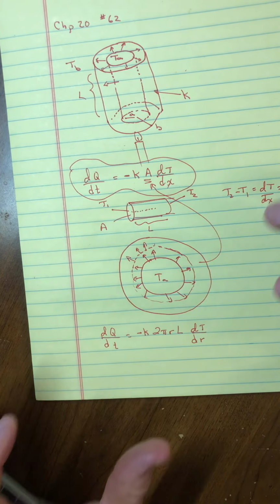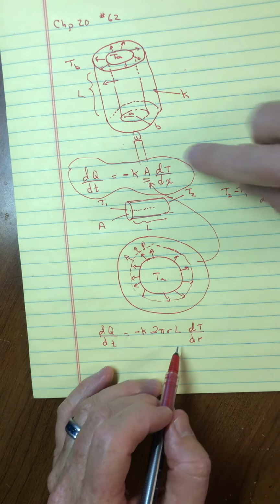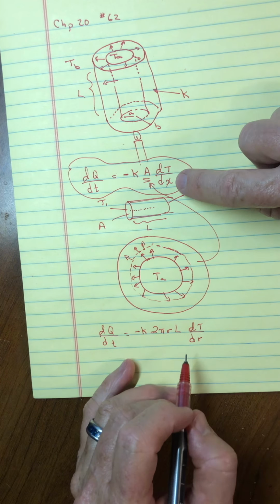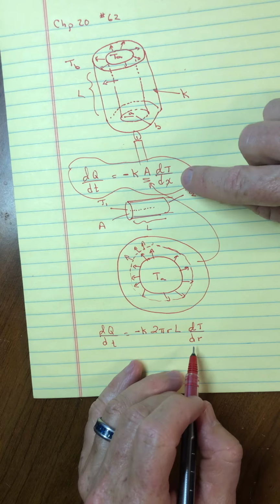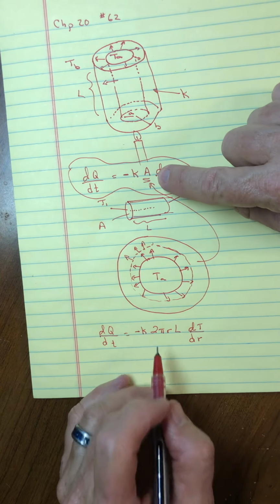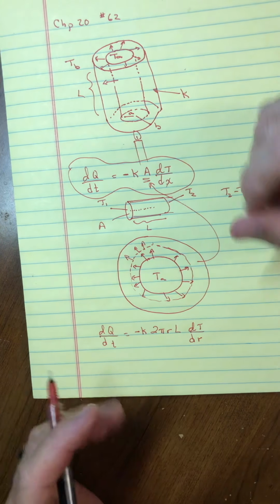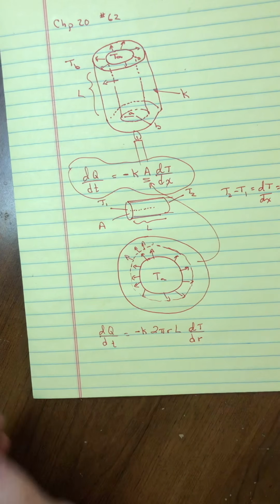So that might be the tricky part about that, is making sure you can convert a dx to a dr and understanding why we did that, as well as convert the A into the area that it is conducting out and realizing that it begins to change.